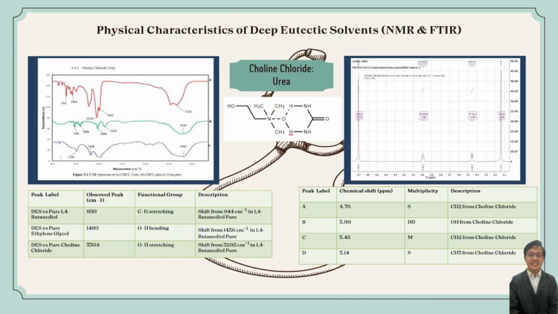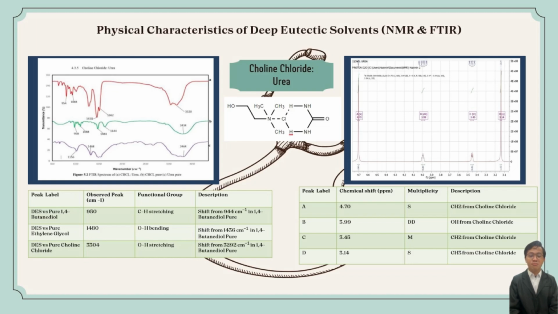In the results and discussion section, the FTIR analysis of choline chloride urea reveals significant shifts in key functional groups compared to the starting materials. The CH stretching, OH bending and OH stretching vibrations all shift to lower wave numbers, indicating changes in the electronic interaction within the molecule. The shift of the CH stretching frequency to a lower wave number suggests altered electron density around the CH bonds. The OH bending and stretching vibrations indicate stronger hydrogen bonds, as the energy required to stretch or bend this bond decreases when involved in more robust interactions.